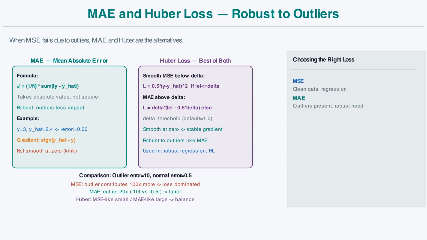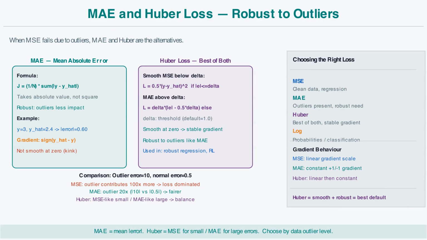Suppose you are predicting house prices. 99 houses have prediction errors under $10,000. One house, which is a bizarre celebrity mansion, has a prediction error of $1 million. The MSE will be dominated by that one outlier. Its squared error is a trillion times larger than the others. The model will spend most of its effort minimizing that one extreme case, at the cost of the 99 normal ones. Mean absolute error, or MAE, solves this.